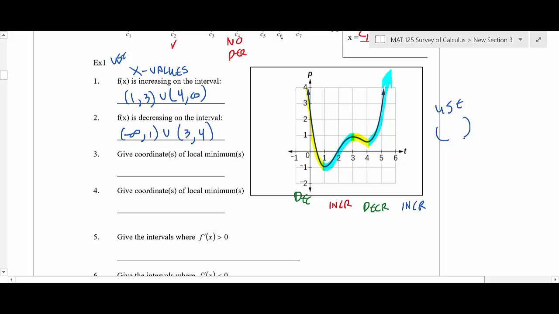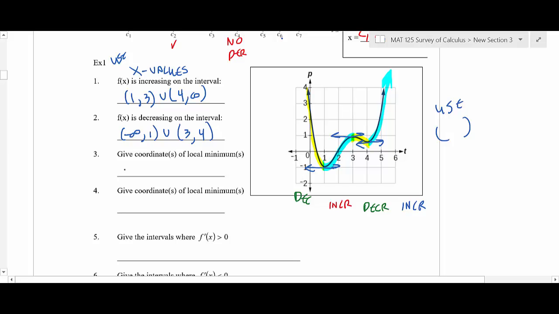If I'm having you name intervals where you increase and decrease, they're always open intervals. That's important because at the point like at 1, the derivative is equal to 0. Okay, so it's kind of neutral. It's not considered increasing or decreasing. Okay? All right, now where would be a local minimum?